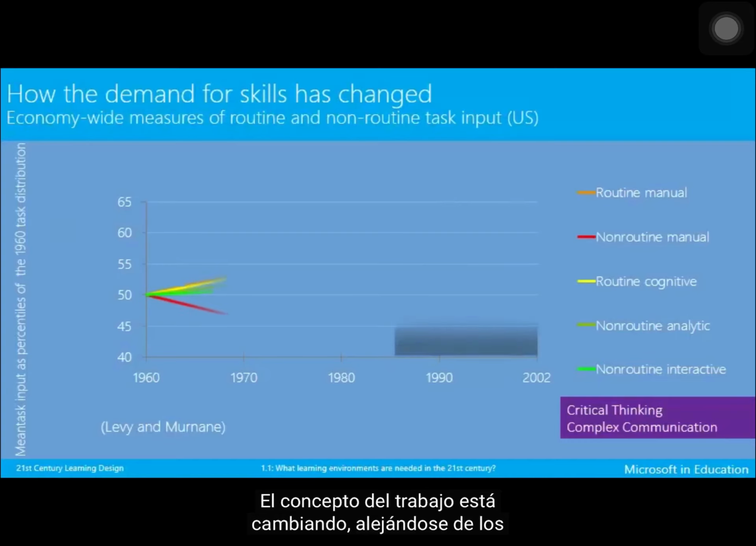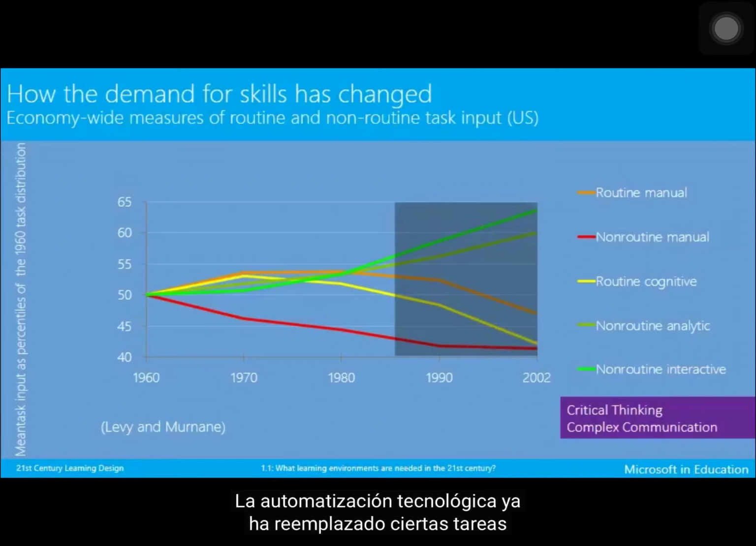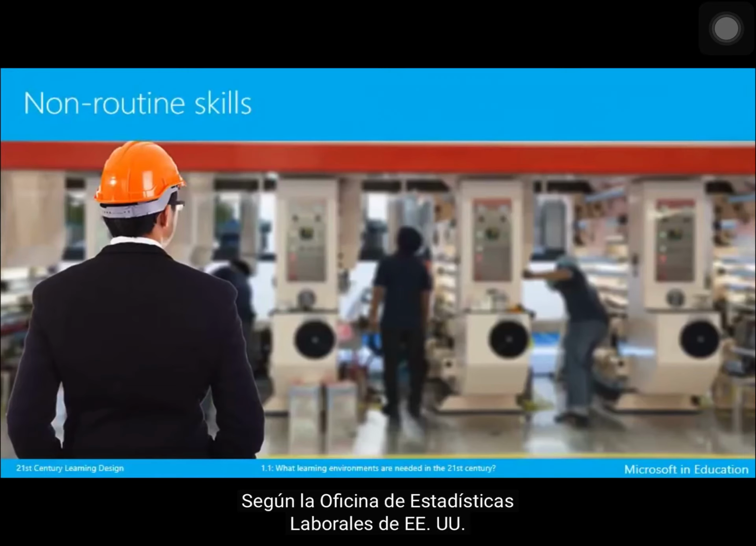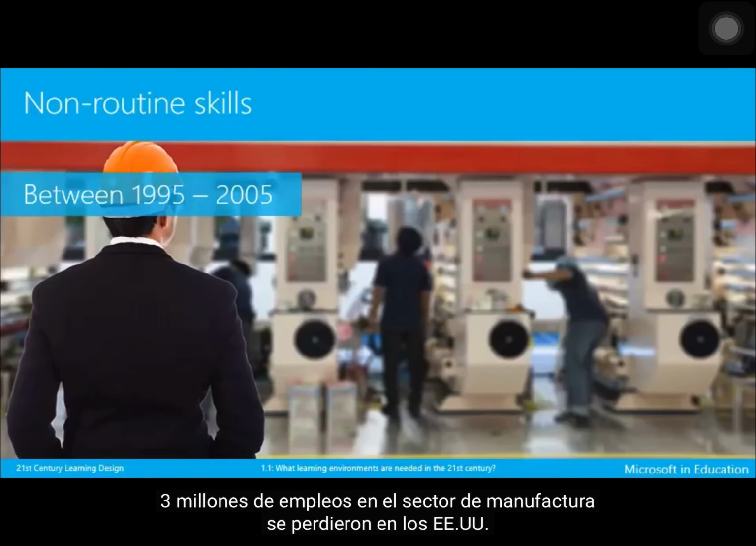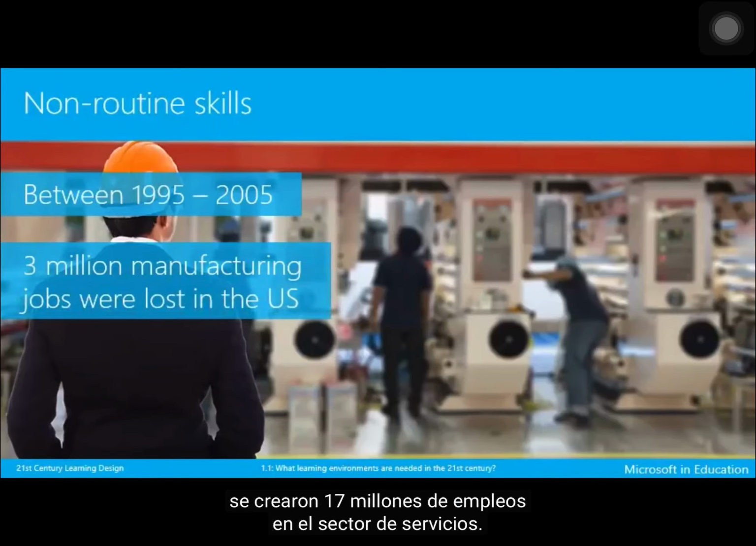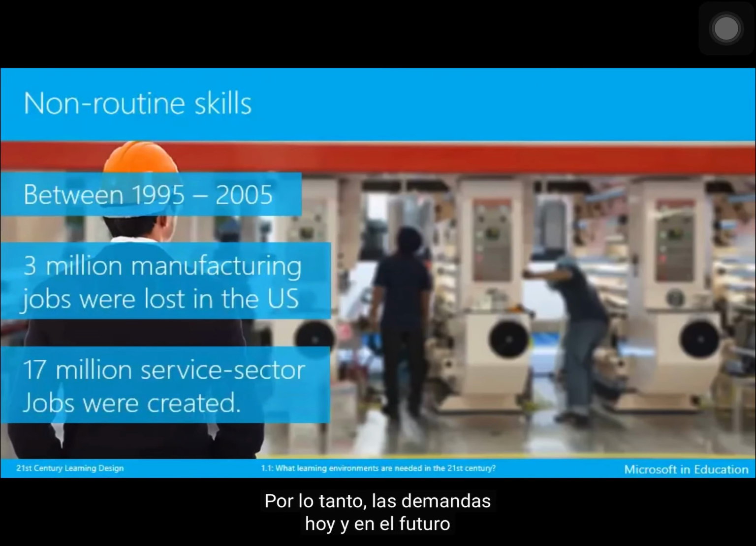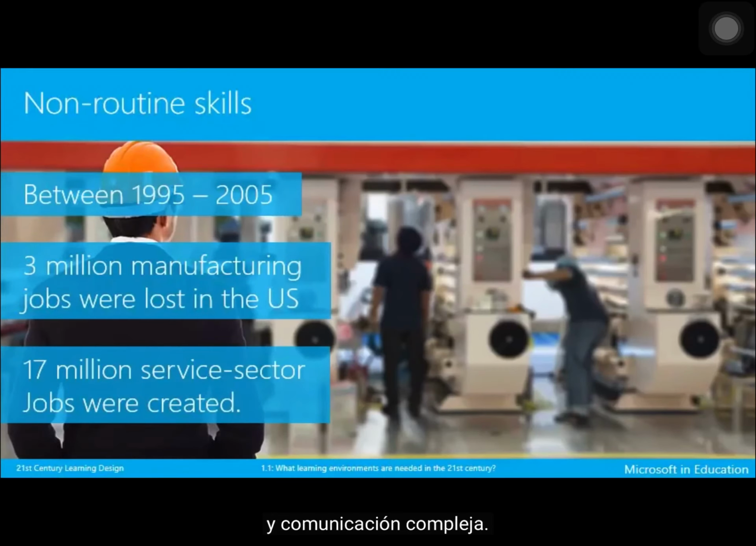The concept of work is changing, with a move away from traditional manufacturing to service-type jobs. Technological automation has already replaced certain tasks and is now beginning to replace tasks in which information can be broken down and digitally translated and outsourced. According to the US Bureau of Labour Statistics, between the years 1995 and 2005, 3 million manufacturing jobs were lost in the US, while during the same period, 17 million service sector jobs were created. Consequently, the demand now and in the future is for non-routine skills such as expert thinking and complex communication.